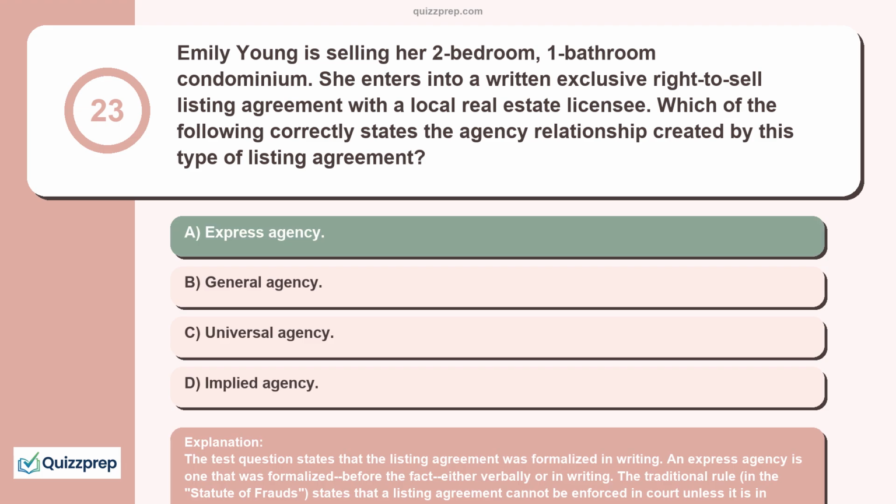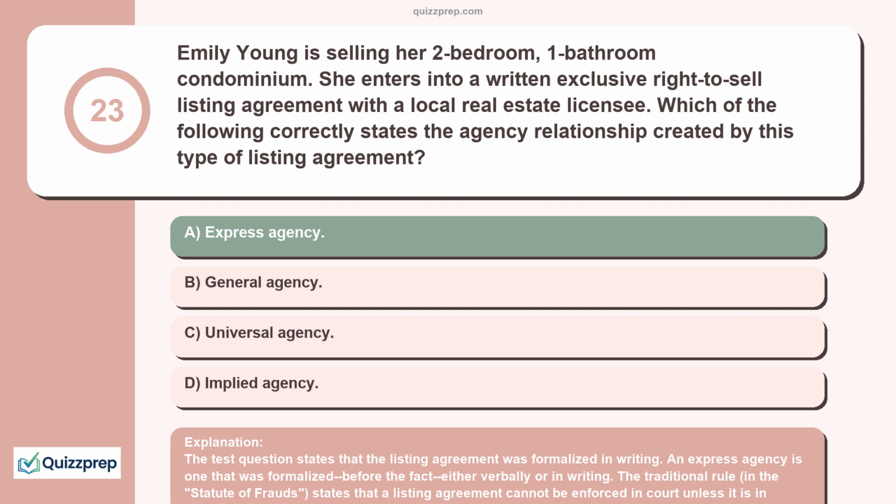The test question states that the listing agreement was formalized in writing. An express agency is one that was formalized before the fact either verbally or in writing. The traditional rule, in the Statute of Frauds, states that a listing agreement cannot be enforced in court unless it is in writing and signed by the party to be charged.